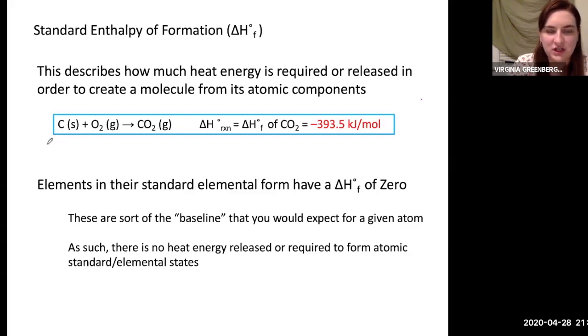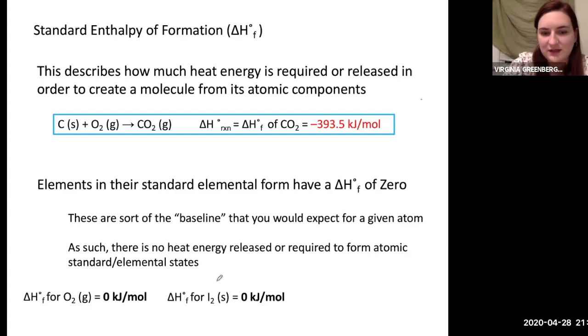And then we can look at changing it away from that baseline. So there's no heat exchanged to form an atomic elemental state. What that means practically is that the delta H of formation for oxygen is 0 in its gaseous state. The delta H for I2 solid is going to be 0 because that's in the standard elemental state. And the delta H of formation for gold solid is going to be 0 because these are all in their standard states. Keeping this in mind will be useful for our next equation that we're going to introduce.